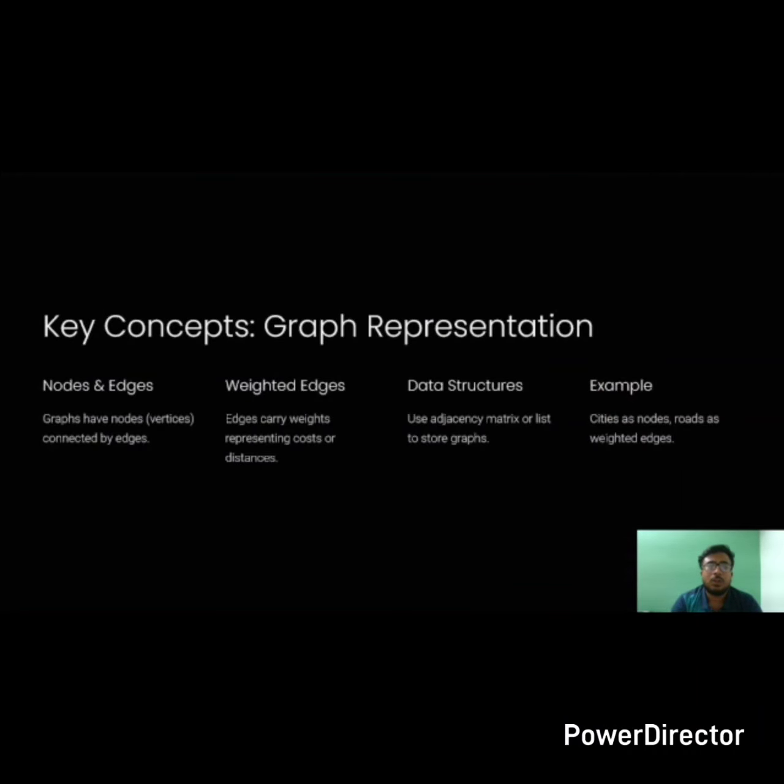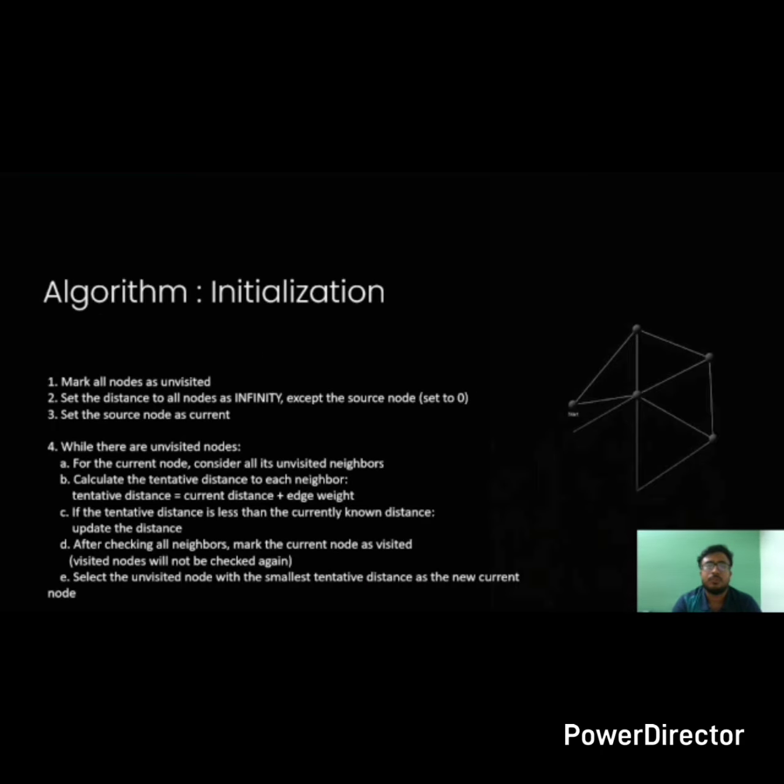Key concepts of graph representation: nodes and edges. Graphs have nodes or vertices connected by edges. Weighted edges: edges carry weights representing cost or distances. Data structures: it uses an adjacency matrix or list to store graphs. An example of this graph representation is cities as nodes and roads as weighted edges.